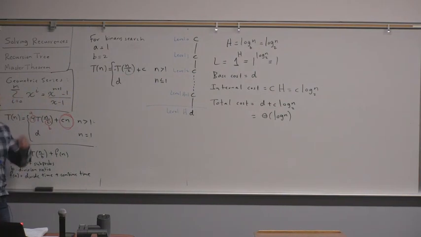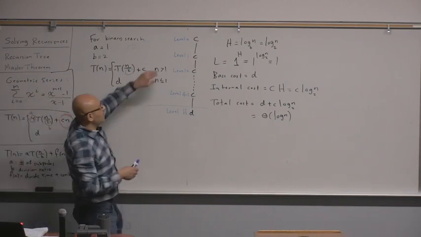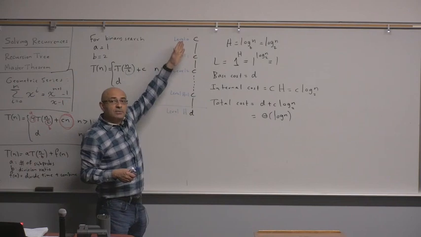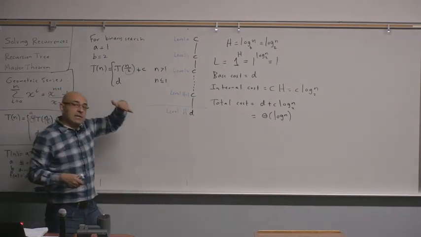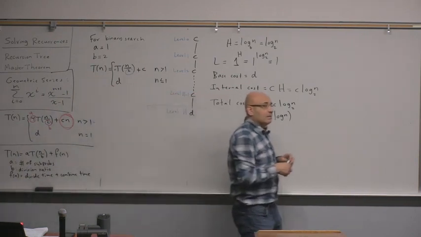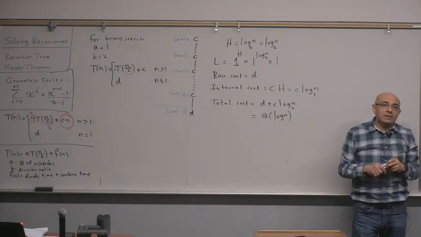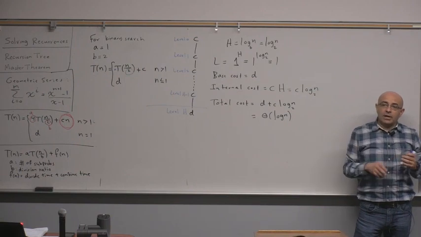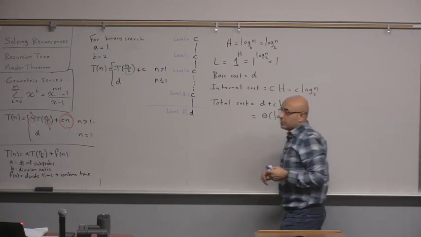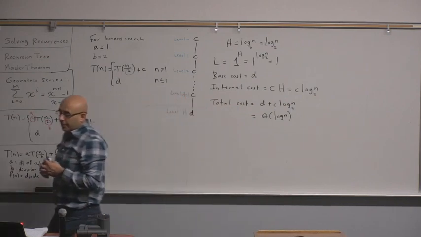So this is an easy example. Why? Because the branching factor is 1, so it's going to be just one line. And because the cost at each level is the same, we didn't have to do a summation. So it's always easier when the cost is the same at all levels. We don't have to do a summation. We just multiply by the number of levels.